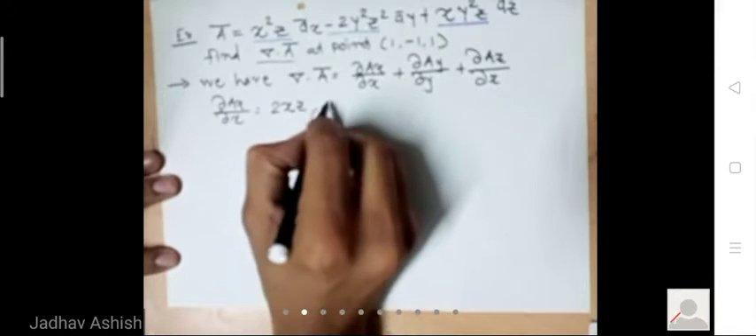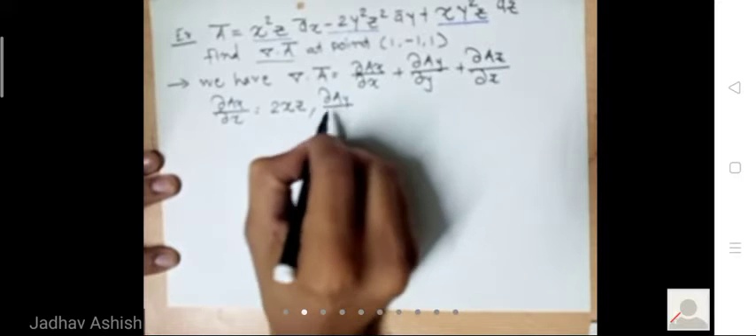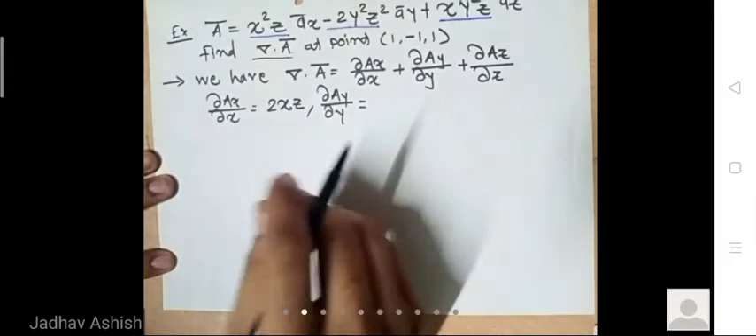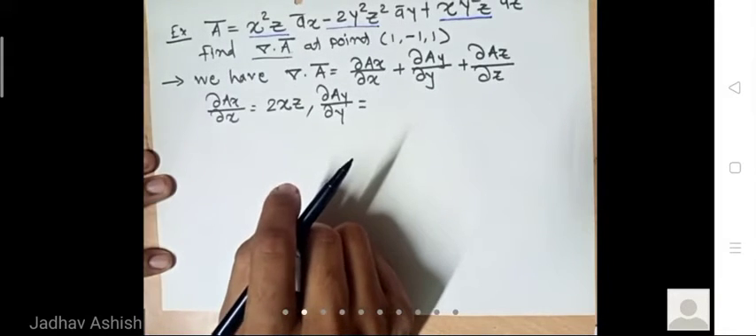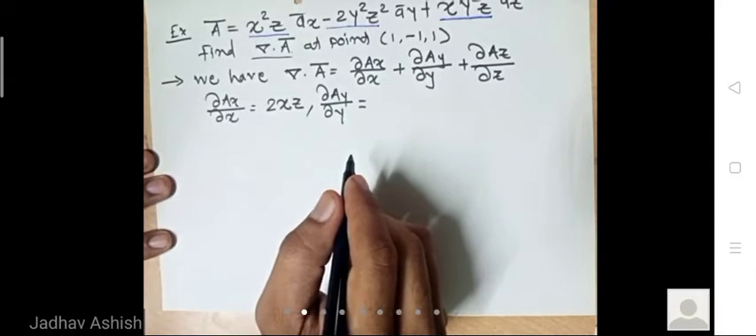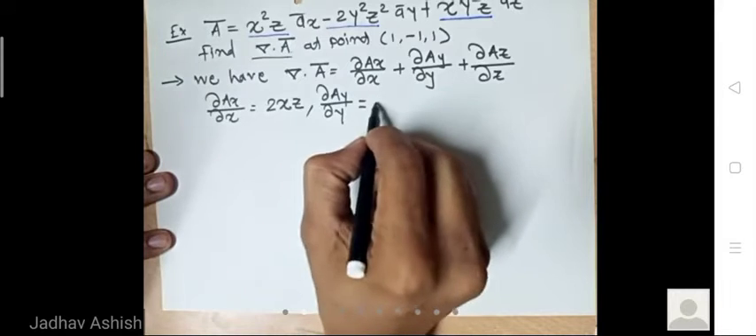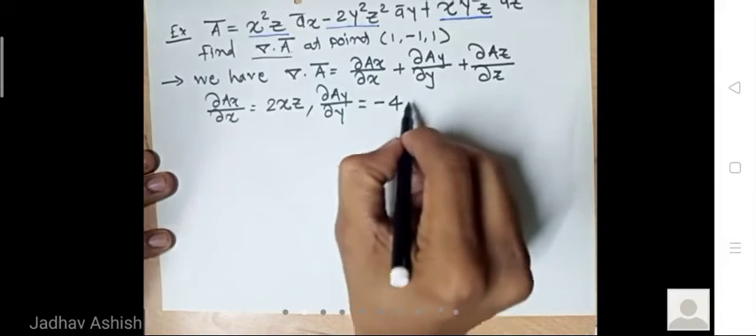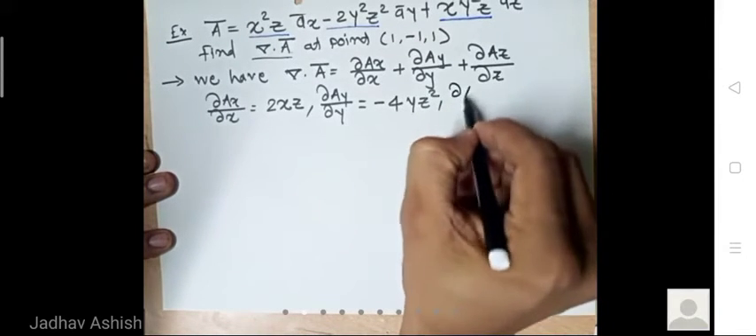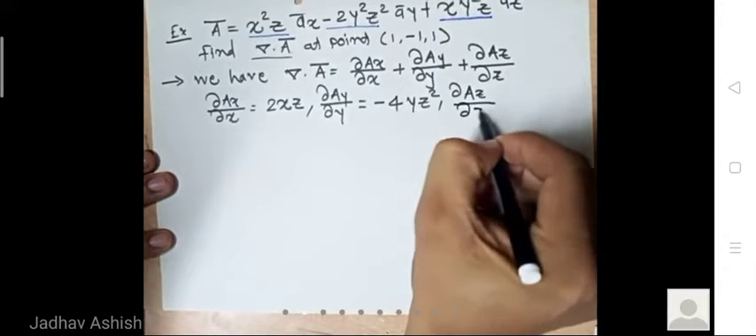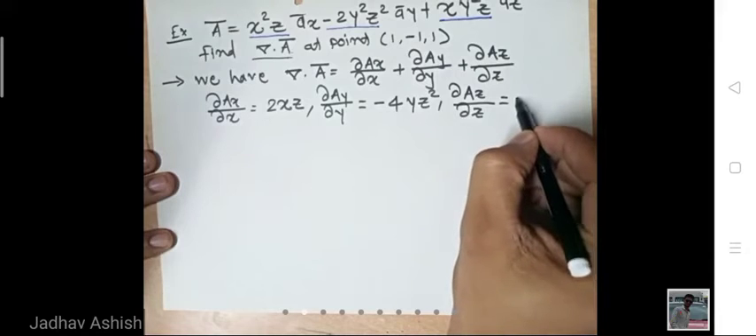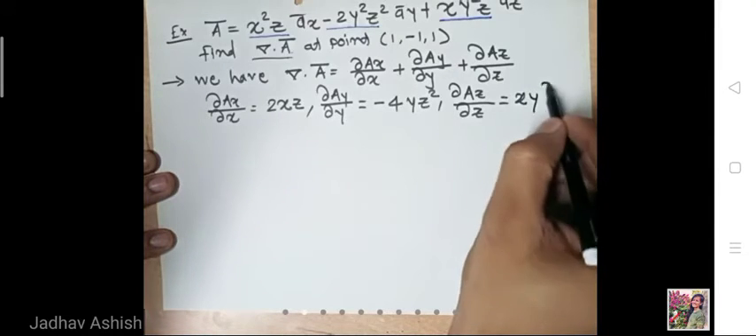Right? Similarly, I can write here dou Ay by dou y is equal to, answer, plus or minus? Yes, absolutely correct. Minus 4yz square is the answer for this. And finally, we can write dou Az by dou z is equal to, derivative of this. Correct. Xy square is the answer.